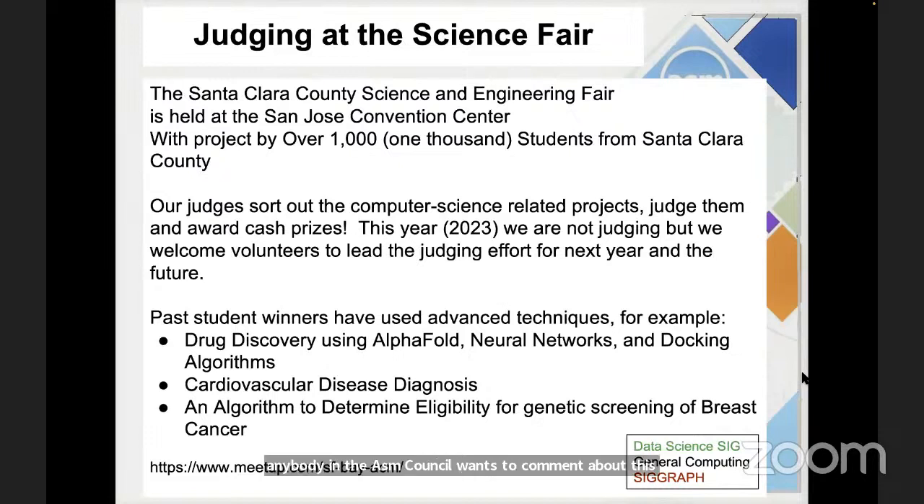Well, the fact that we've been doing this for a number of years, the judging, and there are over 1,000 projects, over 1,000 students in middle and high school, and they come up with amazing projects, some of which, the past ones, are listed below. But what we have to do is sort through all these 1,000 and come up with the computer-related projects, judge them, and award cash prizes to the top judged projects. And we hope to go back to judging next year and in the future. And so we welcome people who would like to let us know about their interest in being judges.